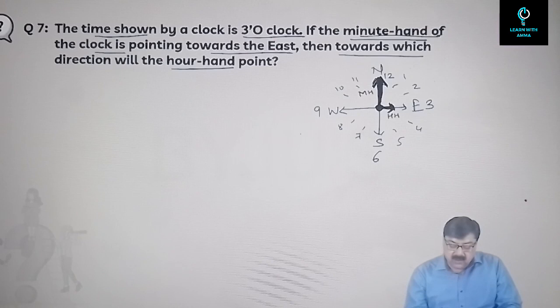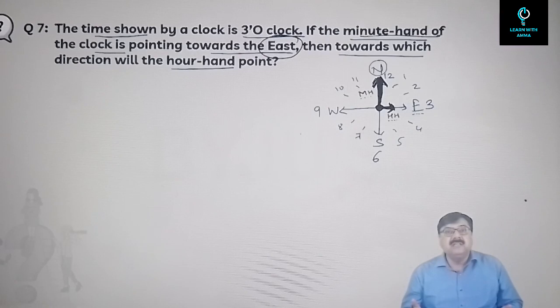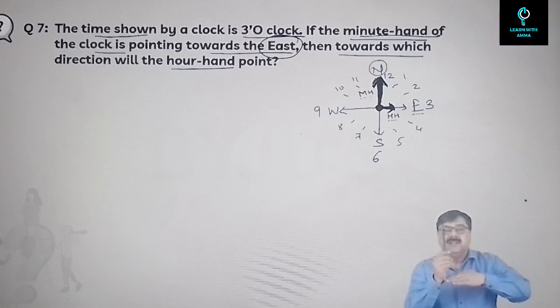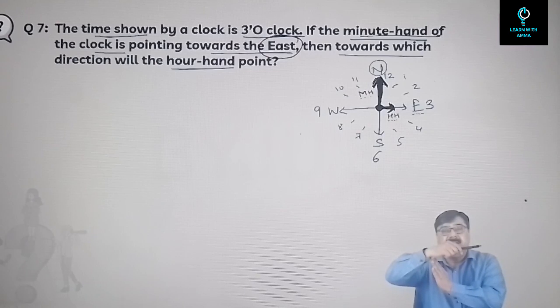Now the minute hand of the clock is pointing towards the east, but here the hour hand is pointing towards the east. The minute hand is pointing towards the north. Then how will it point towards the east when the minute hand is pointing towards the north? Because this is how 3 o'clock looks like and this is the minute hand, and if it is pointing towards the north, then how can it point towards the east? Well, it can happen only if you rotate the clock by 90 degrees. Now, the minute hand is pointing towards the east.